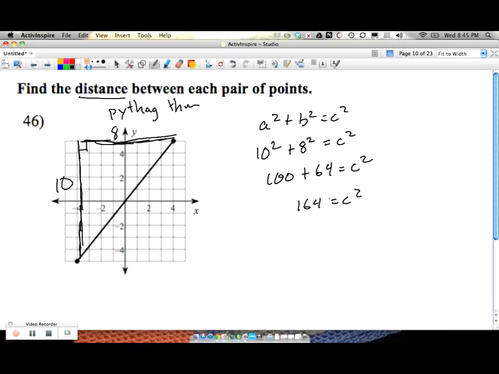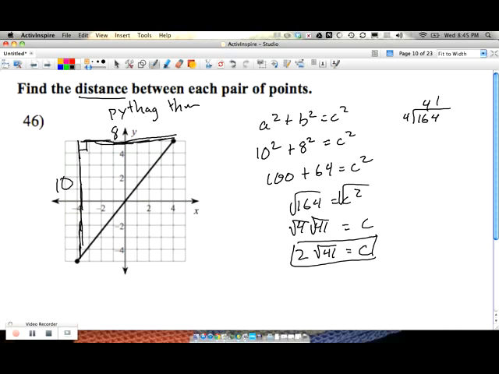Now, as I'm looking at this, I might ask myself, can I reduce that? Can I bring out any numbers? Well, let's take a look. I know that I can take out a 4. Let's see how many times 4 goes into 164. It goes in 41 times. So 4 times 41, because I'm going to wind up square rooting all of these. And then if I simplify that even more, it becomes 2 times square root of 41 equals c.